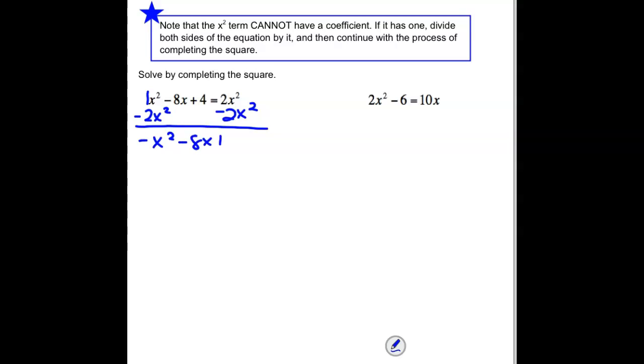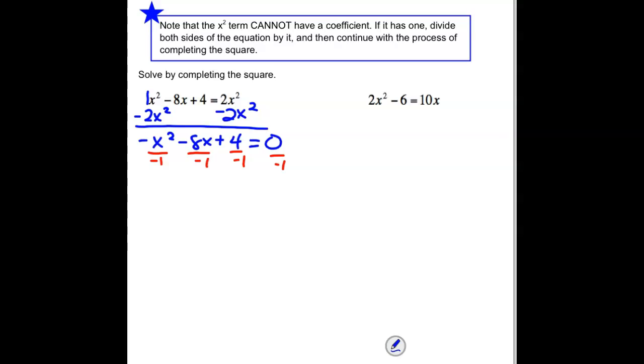So if we were to start looking at this one, notice that we have x squareds on both sides. We need to get those together. So I'm going to subtract the 2x squared over to this side. 1x squared minus 2x squared would be negative x squared. Now, we have a number in front of our x squared that isn't just a 1, it's a negative 1. So we have to divide every single piece by negative 1.